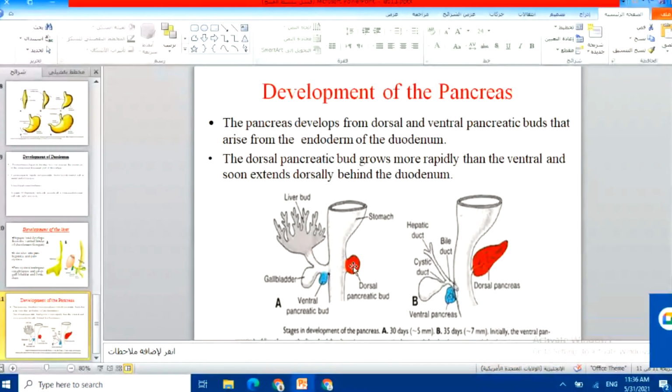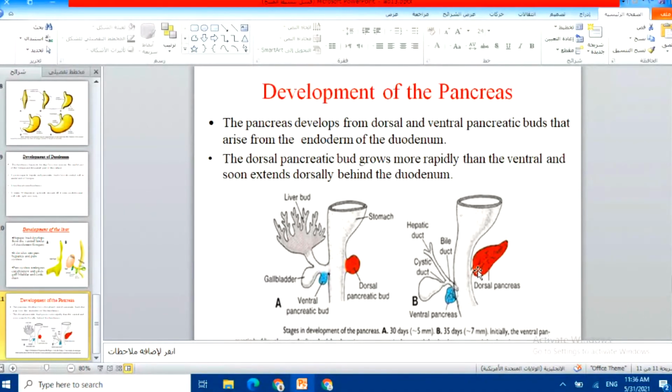The dorsal pancreatic buds have the ability to grow more rapidly than the ventral one. Okay? The dorsal pancreatic buds have the ability to grow rapidly, or faster, than the ventral one. So it can soon extend dorsally behind the gut.